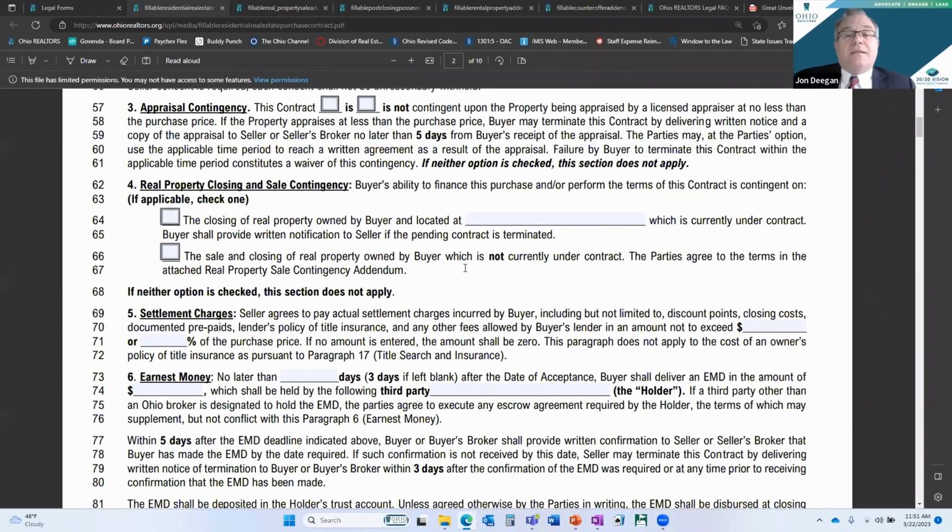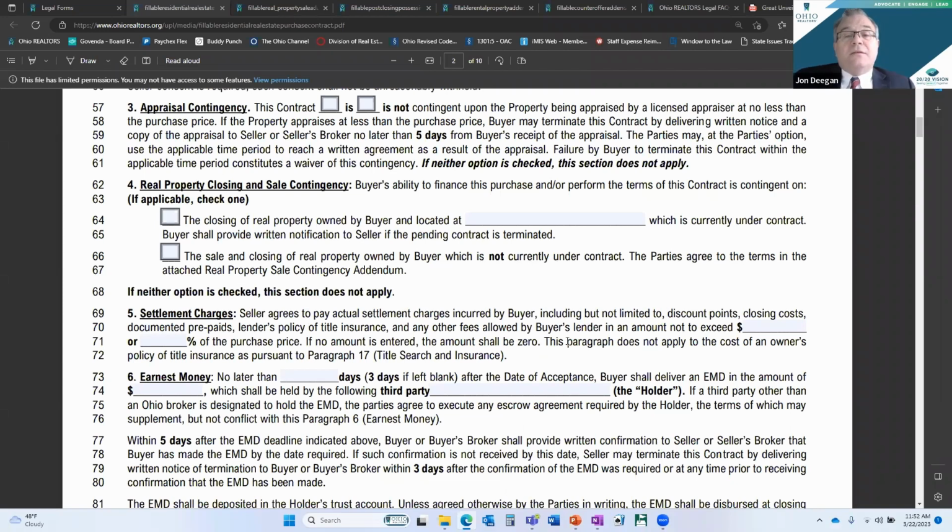Some of the problems we've had in this is how long can this last? You'll note in the contract, it says if the property appraises for less than the purchase price, the buyer may terminate by delivering written notice and a copy of the appraisal to the seller no later than 5 days from the receipt of the appraisal. We didn't want this to linger. We wanted to give the parties, if they're going to kill the contract, an opportunity to provide whatever necessary documentation they have so that the seller understands what happened and can quickly put the property back on the market.